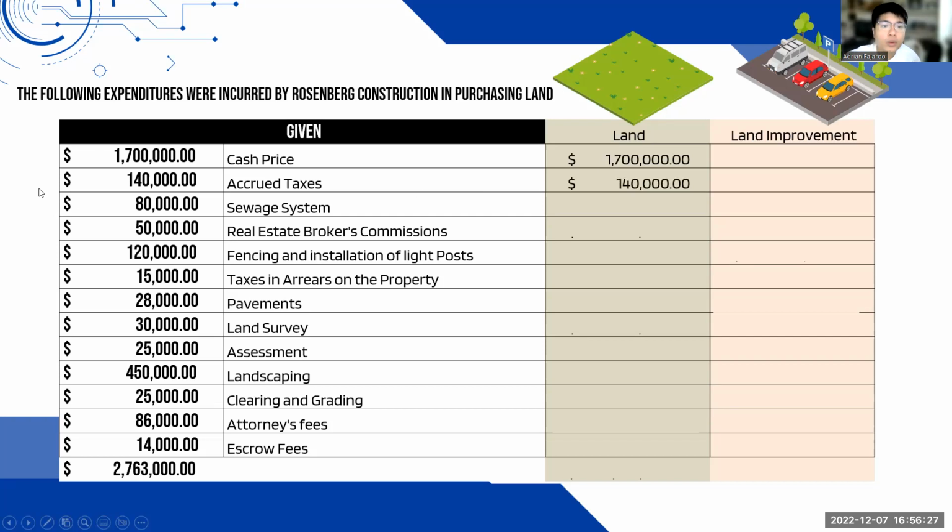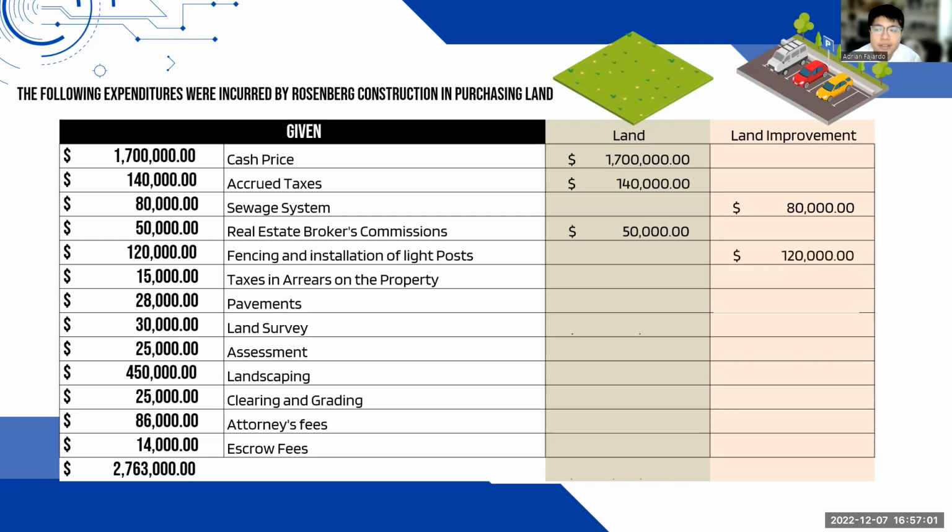Next, you have a sewage system. The sewage system is a structural addition. You now have pipes to clear water. So there is an actual addition, and therefore, that should be land improvement. What about real estate broker commission? Of course, in order for you to properly buy that land, you needed the help of a real estate broker. So that's under land. Okay, fencing and installation of light posts. So you also put up a fence and installed lighting for the property. That is a structural addition, so it's a land improvement.